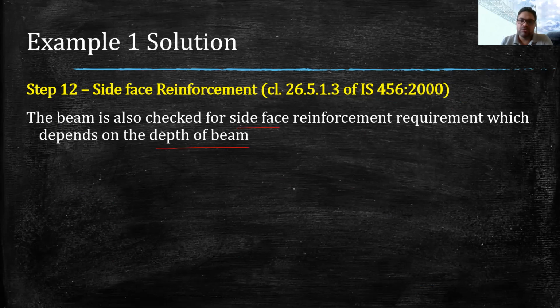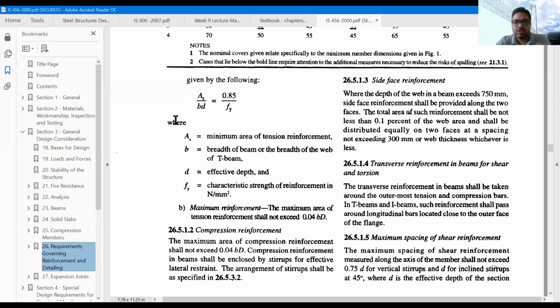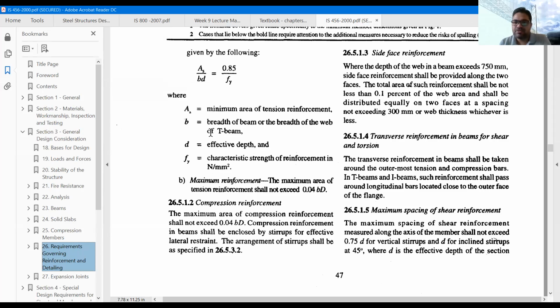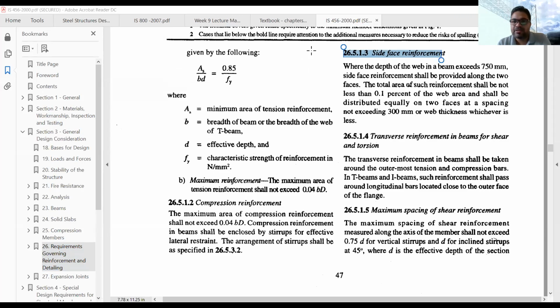So as per this clause of IS code, I will show you the same clause in the IS code also. On page number 47, you will find this clause, which is side face reinforcement. There you can see it is written clearly, where the depth of web, for our beam, it is talking about this depth, the effective depth. This is actually the web.